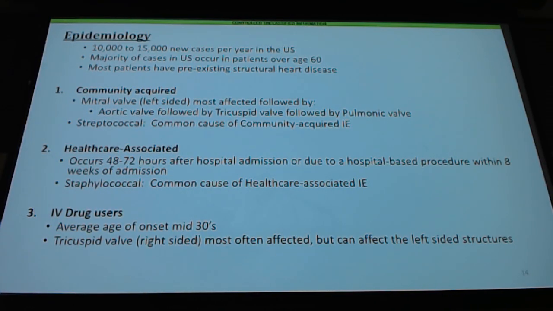So you can get it community acquired, which, similar to other things, tends to be less aggressive. The most common bacteria we're thinking of is along the lines of the strep species, and it tends to affect the mitral valve most commonly. The second most common valve in community acquired is the aortic valve.